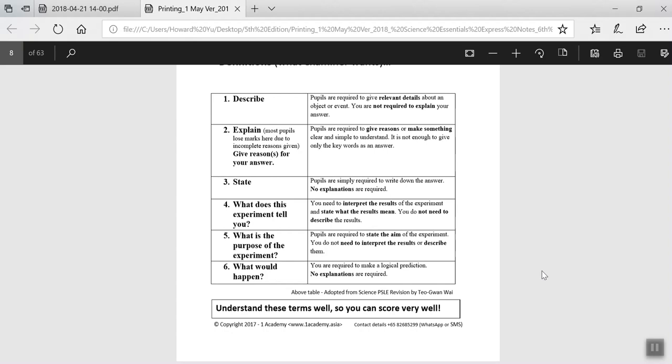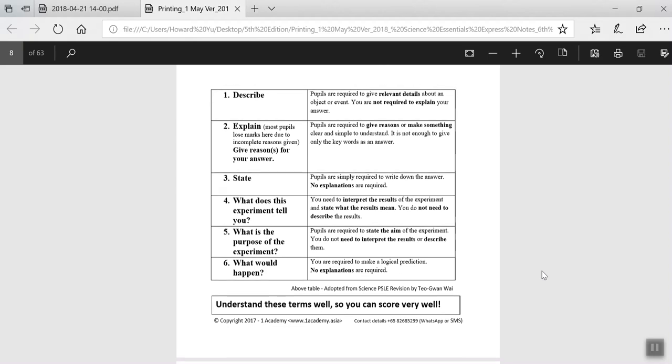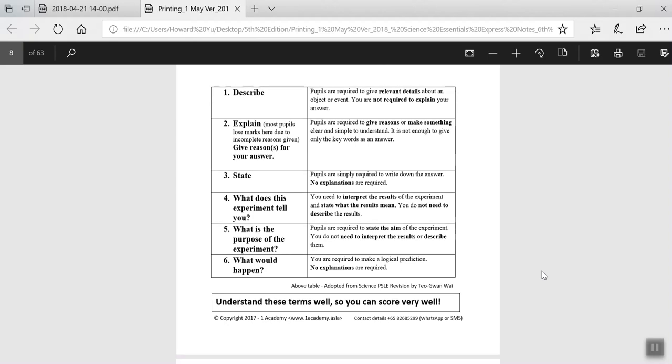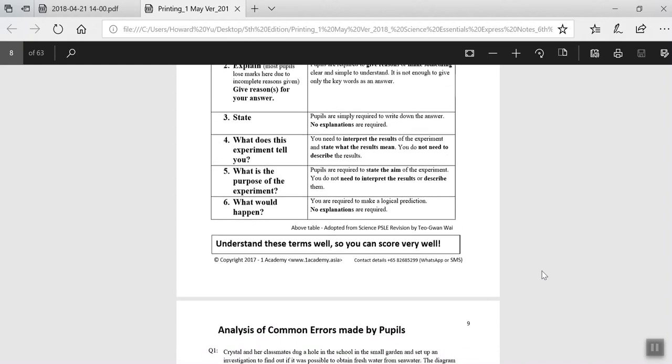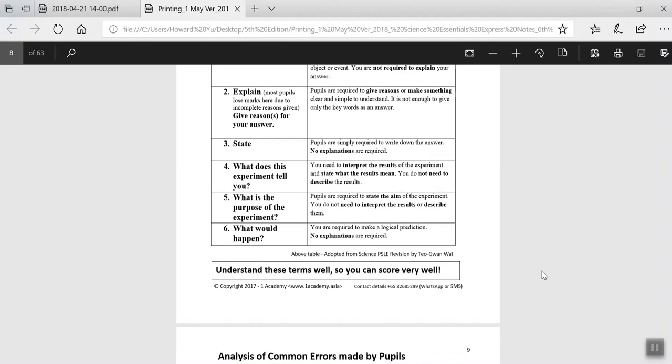For number 5, what is the purpose of the experiment? They are supposed to state the aim, which most of the time is actually stated in the question. So they need to be observant to reiterate or restate in their own words the purpose of the experiment. And number 6, what would happen? So they are asked to give logical predictions and no explanations are required. So understanding these terms well will help them to score well in Section B.